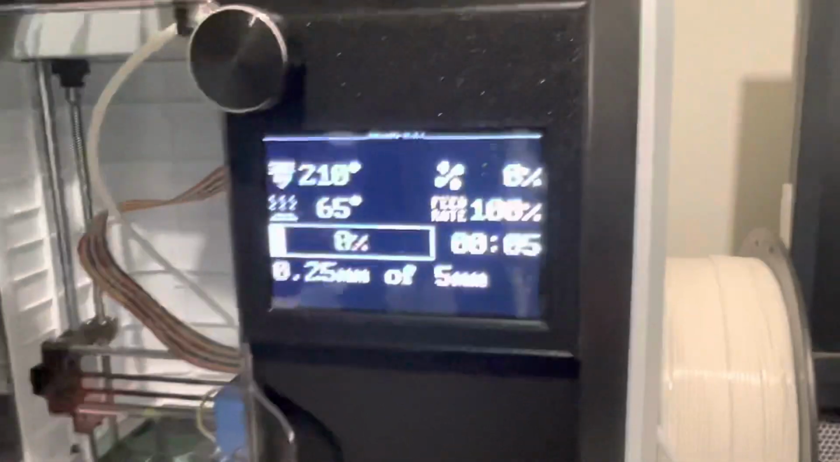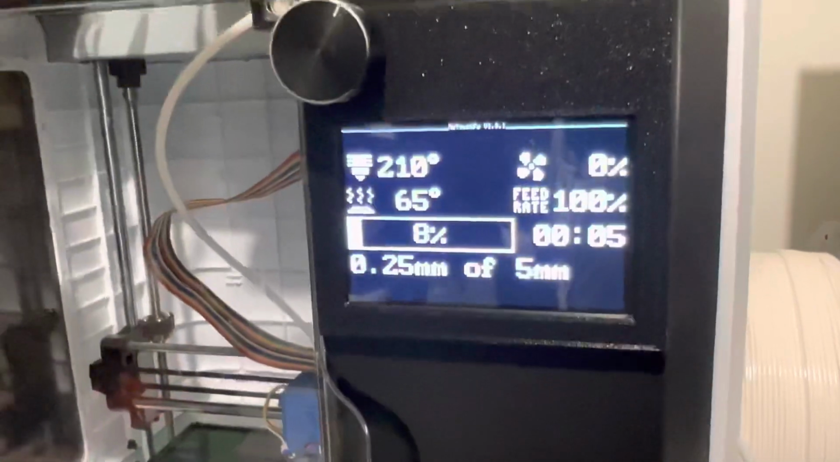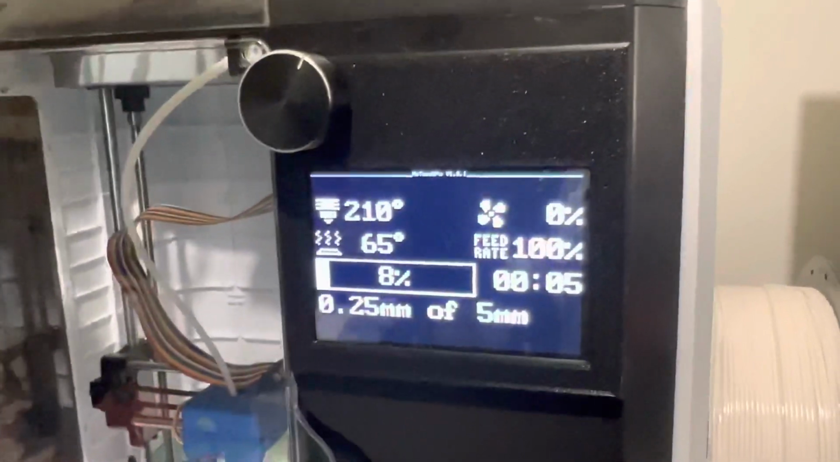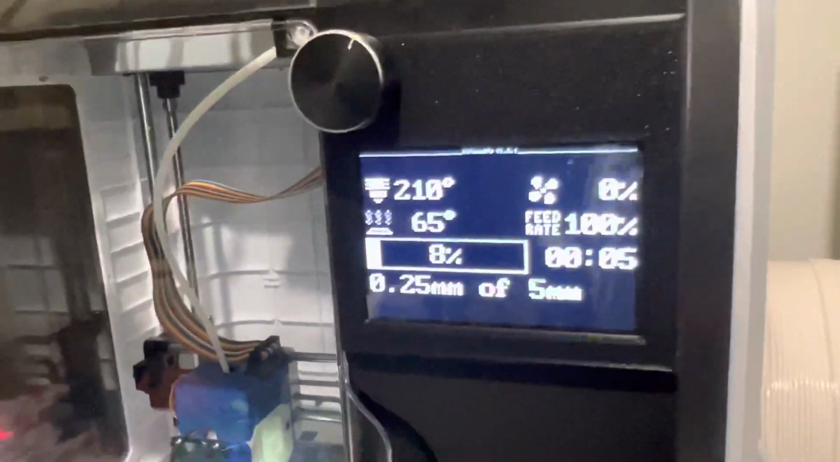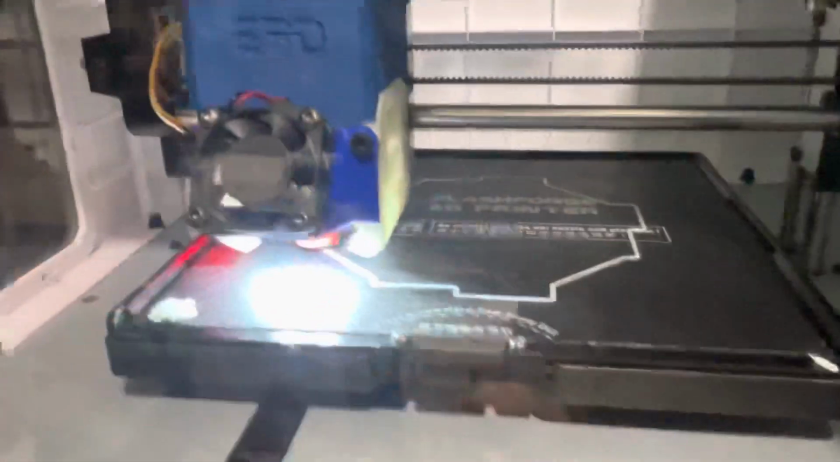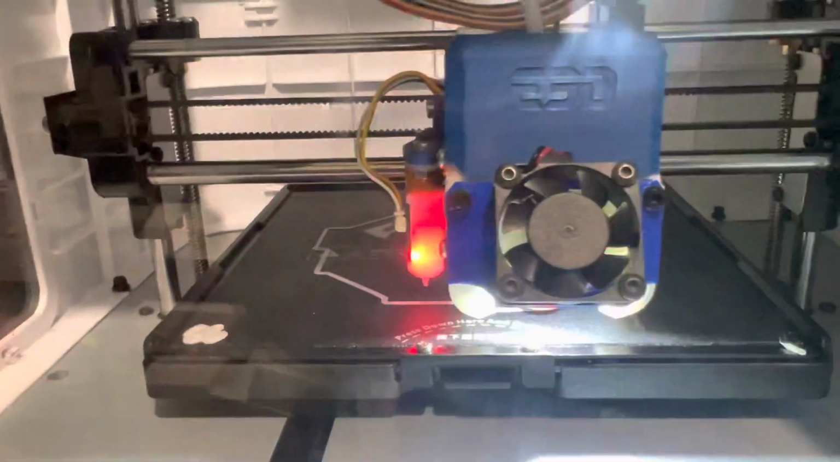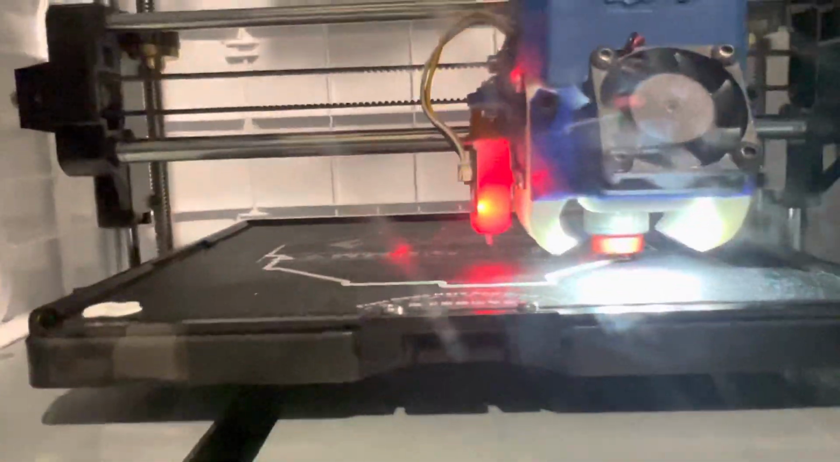By the way, the screen is the BTT TFT35 MZ edition. I just had it lying around, so that's what I used. And as you can see, I recycled the LED lights from the original printhead.